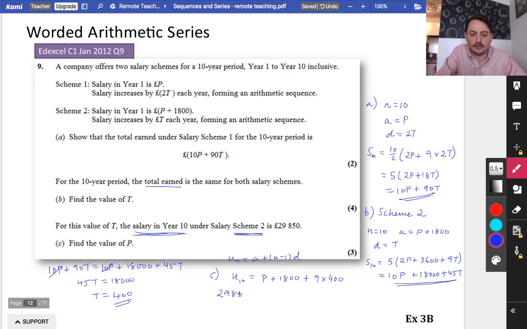So 29,850 is equal to p plus 1,800 plus 3,600. So p is equal to 29,850 minus 1,800 minus 3,600, which is £24,450.